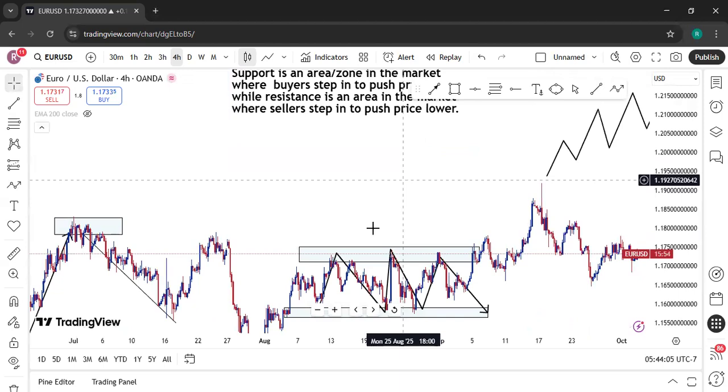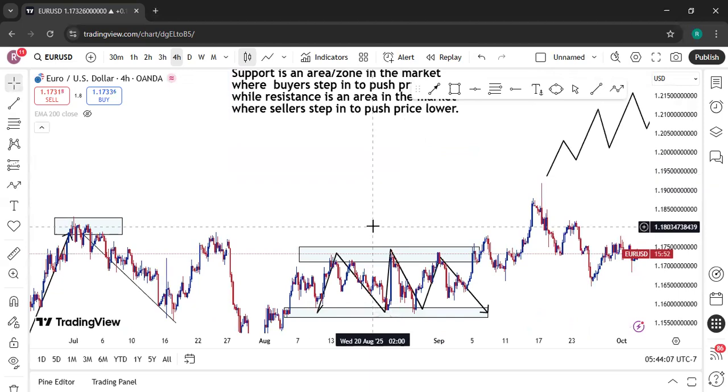Okay, so we're going to look at, in subsequent videos, the types of support and resistance zones that we have in the market.